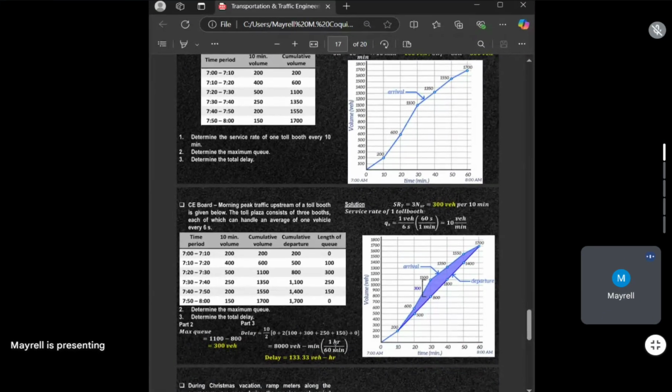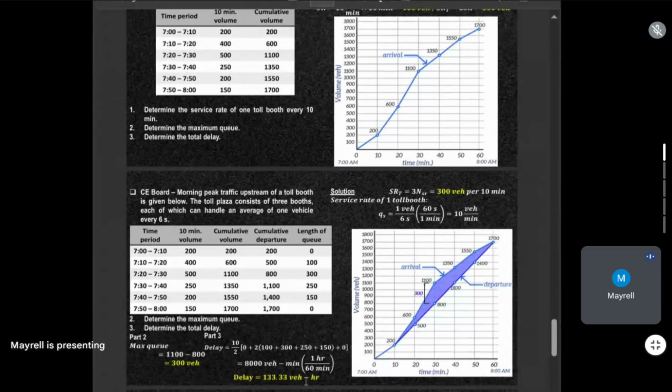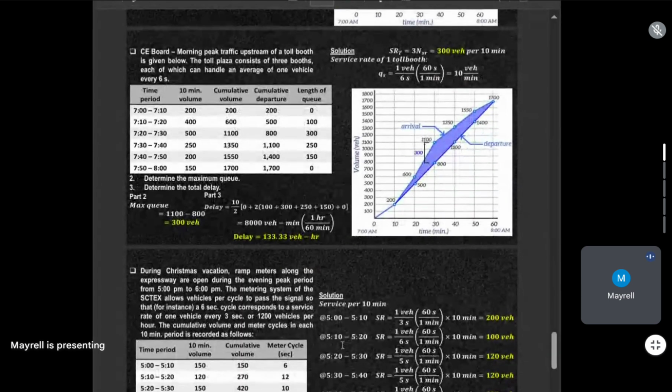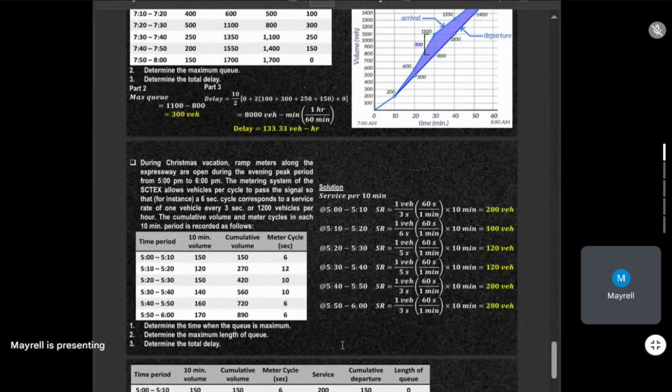Then you can multiply by 1 hour over 60 minutes to make it 133.33 vehicle-hours. Okay, it can also be in vehicle-minutes since it was not specified, but it's 133.33 in vehicle-hours. Okay. Another. So, okay, this is the last example.